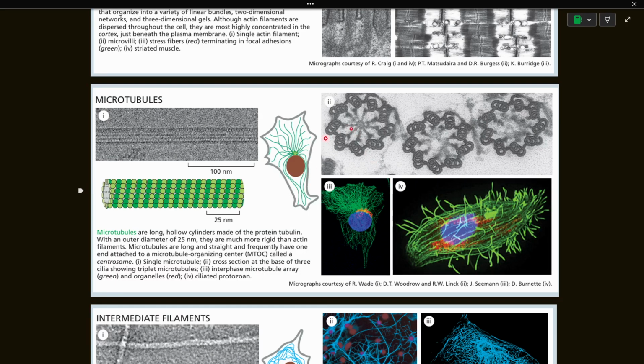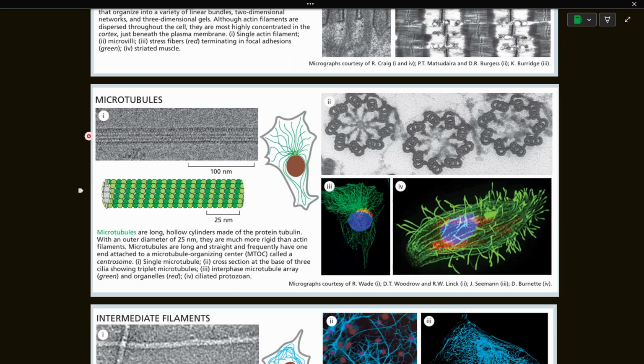Here you can see they are showing the cilia, the triplet structure of the cilia. We will learn about the structures of cilia and flagella in upcoming lectures. I'm just introducing the basic idea to you all. This image is the interphase of the cell cycle, and here you can see the arrangement of microtubules. The green structures are the microtubules, and these are the organelles. Here you can see the image of a ciliated protozoan. These are the cilia, the green structures, which are made up of microtubules.